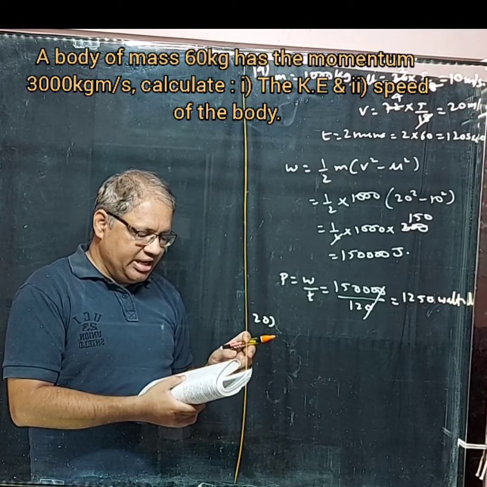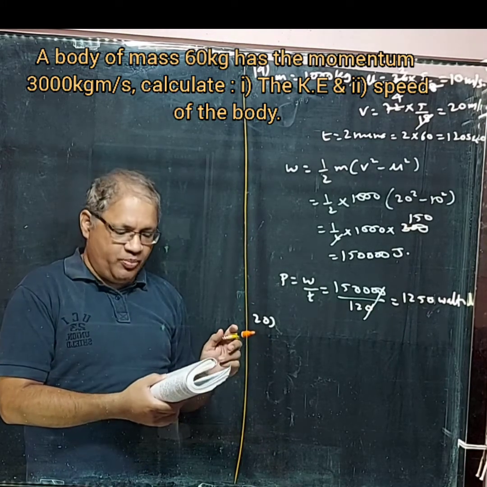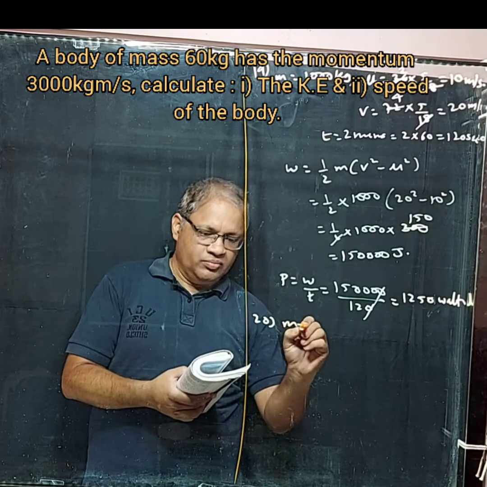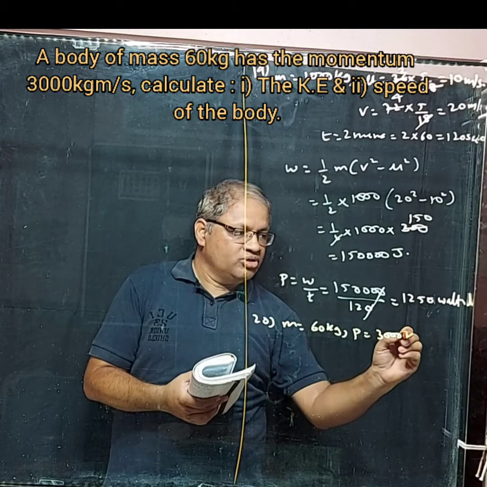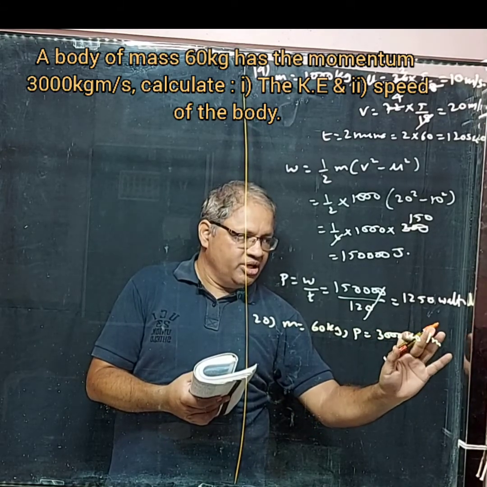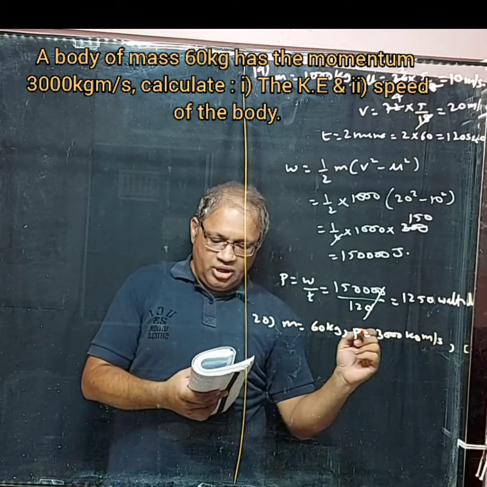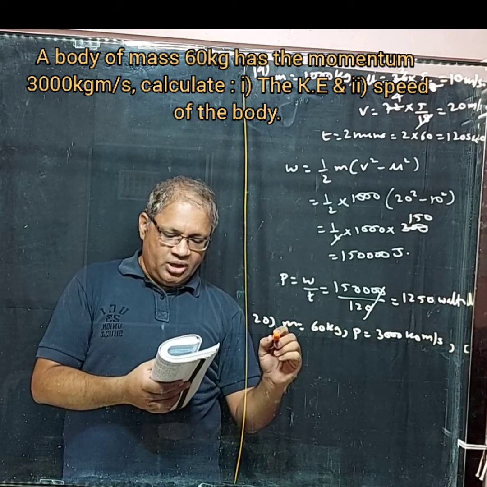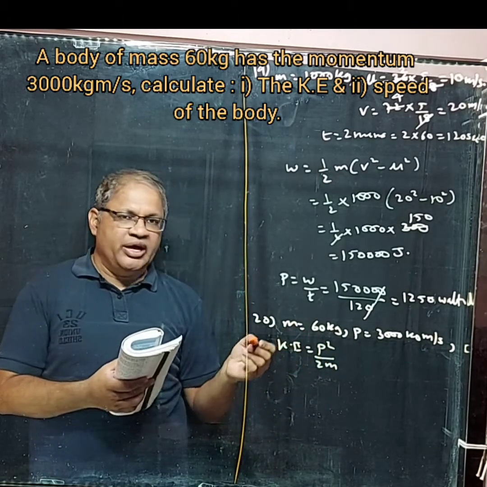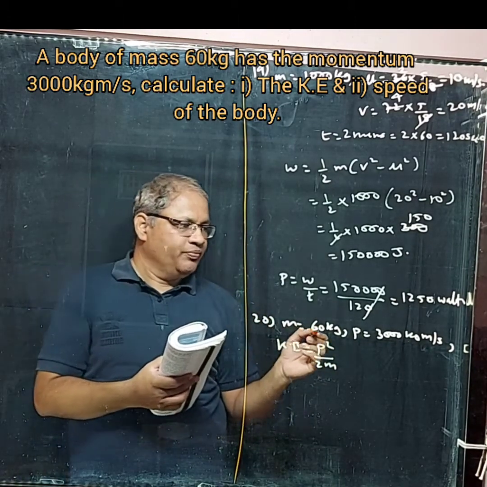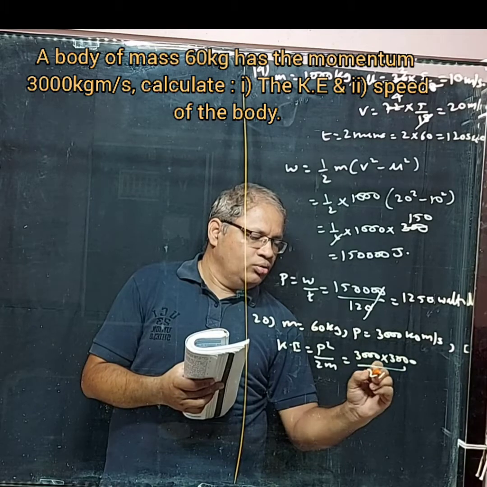A body of mass 60 kg has a momentum of 3000 kg meter per second. Calculate the kinetic energy and the speed of the body. So mass is given, 60 kg. Momentum is given 3000 kg meter per second. And you have to find out the kinetic energy and speed of the body. Kinetic energy is equal to P square upon 2m. You know this formula? Kinetic energy, one more formula is there, P square upon 2m. So 3000 into 3000 upon 2 into 60.